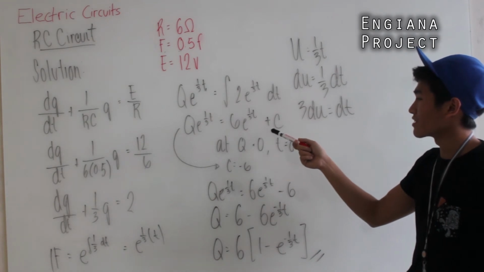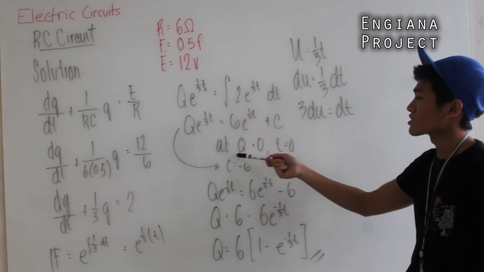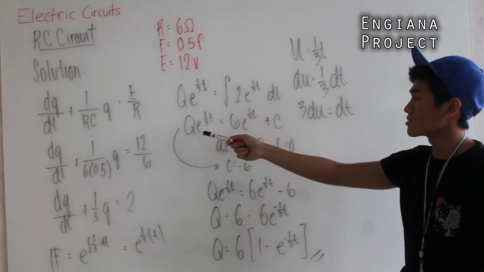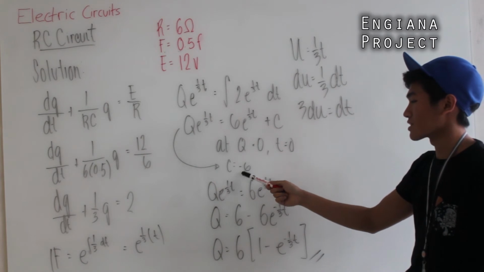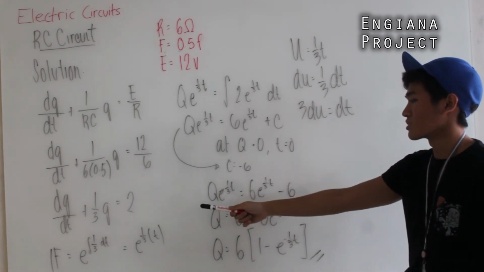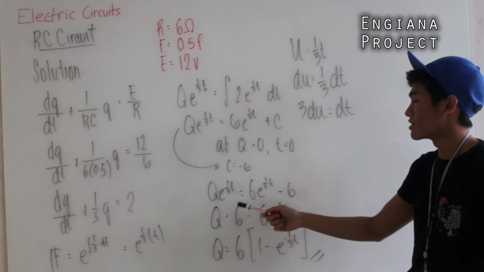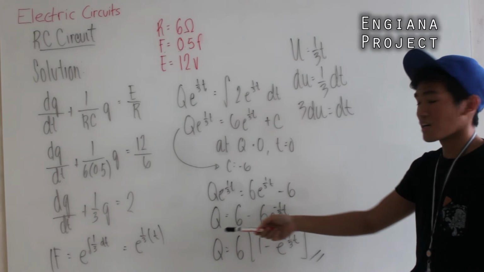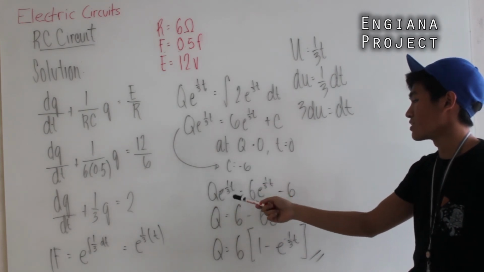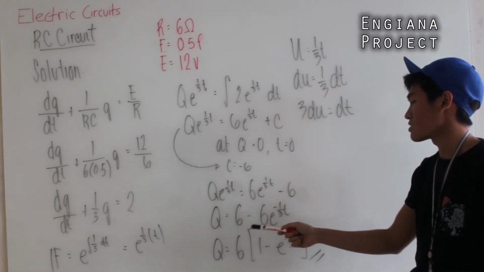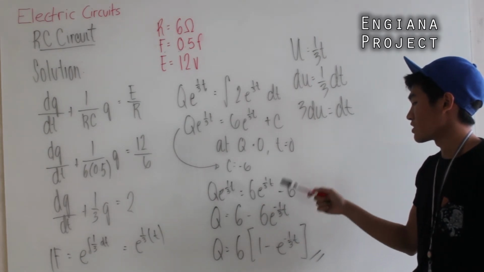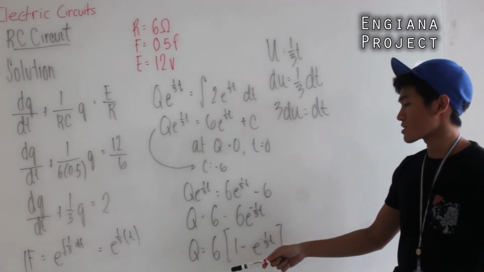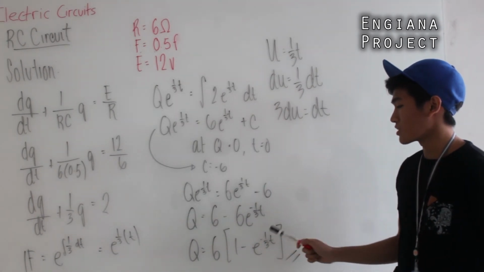Then in order to get the constant, you use this condition, which is Q equals 0 and t equals 0. By setting these two to 0, you get C is equal to -6. So now you have the equation Q e raised to 1/3 t equals 6 e raised to 1/3 t minus 6. You isolate Q by dividing by e raised to 1/3 t, so you get Q equals 6 minus 6e raised to -1/3 t. The equation is Q equals 6 times 1 minus e raised to -1/3 t.